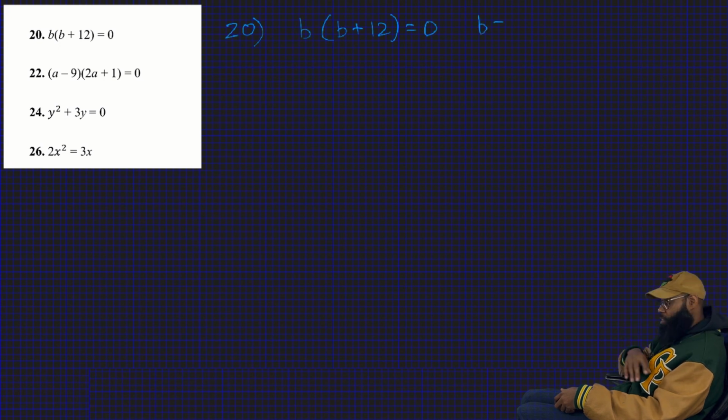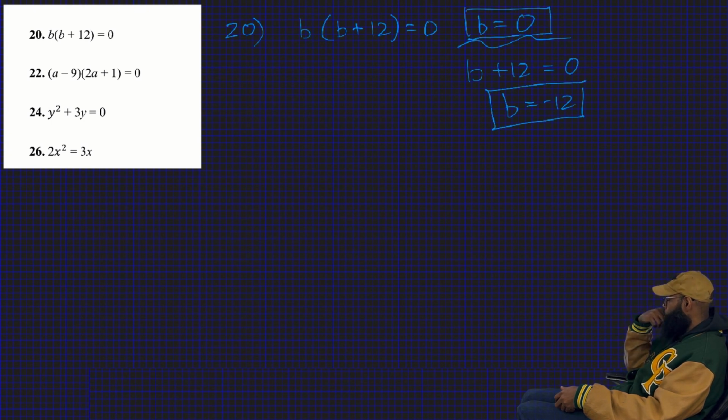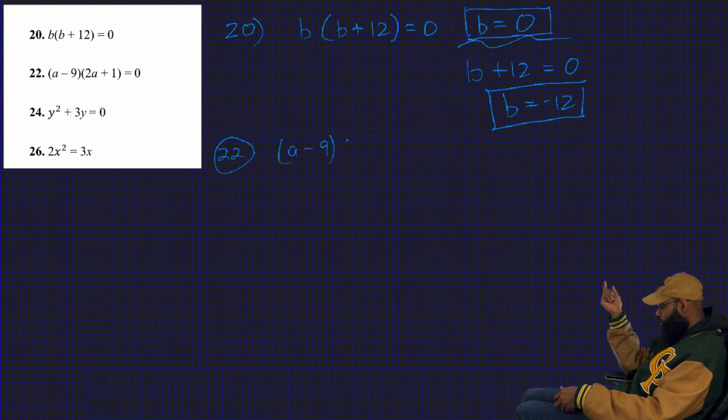Some kids will see that, see the distributive property and make it B squared plus 12B. And I'm like, no, that's not what they want you to do. They want you to solve for B. And they've already begun that. So B is equal to 0 or B plus 12 is equal to 0. Therefore B is equal to -12. Got it. And again, guys, plug into the original equation to do your check.